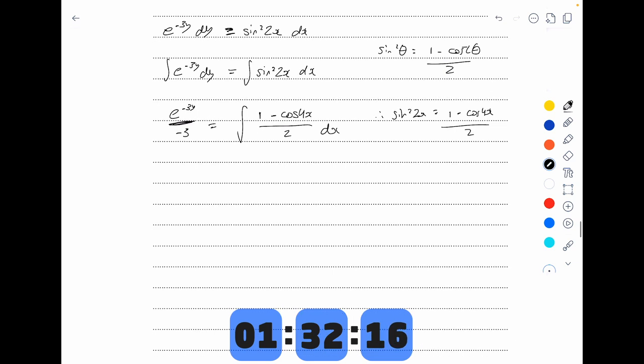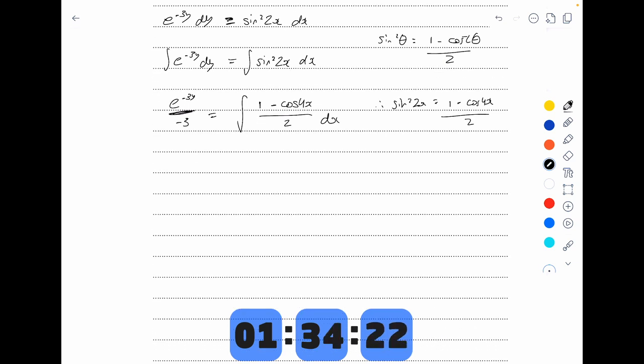So what do we have? Well, what we've got then is negative e to the negative 3y over 3 is going to equal x over 2 minus sine 4x. Okay, then you divide by 4, so we've got 8 here, plus c.